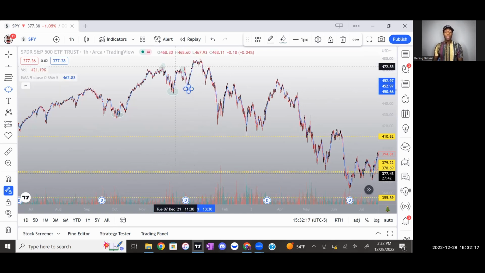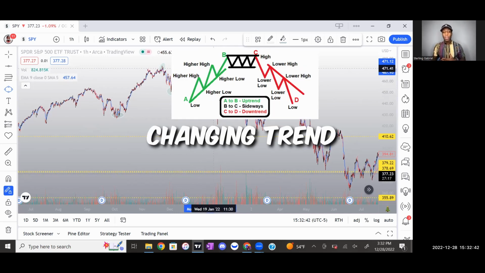Price actually decided to break above, create a higher high, right? And then after that, price proceeds to go down, creates a low, which would be an assumed higher low since we are in an uptrend, right? But then it creates a lower high. This isn't a lower high yet until we actually break this low. But we ended up breaking this low, which confirmed this as a lower high, which also confirms a changing trend.